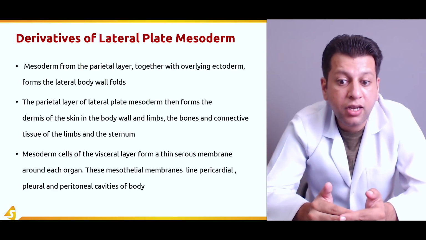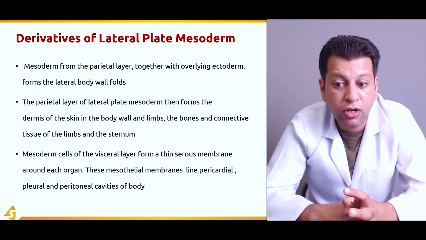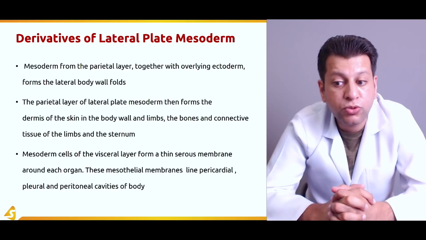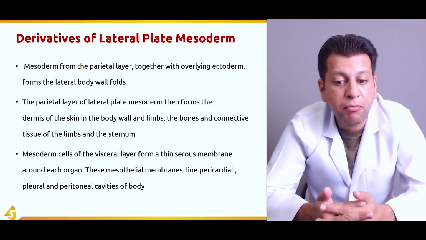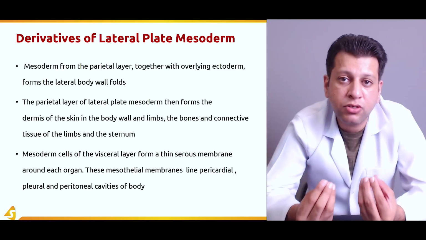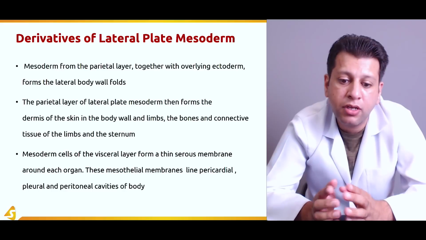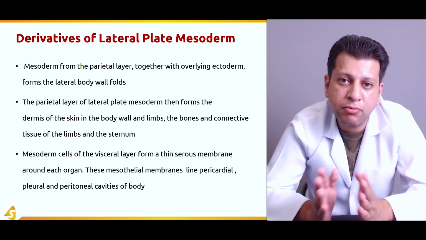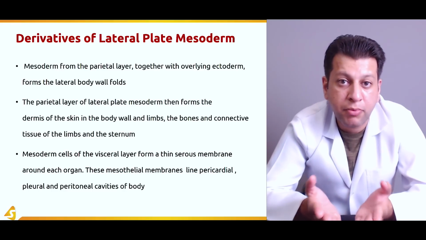The parietal layer of the lateral plate mesoderm then forms the dermis of the skin in the body wall and limbs, the bones and the connective tissue of the limbs and the sternum. While mesodermal cells of the visceral layer form the thin serous membrane. Why? The visceral layer is the one which is surrounding the yolk sac, and the yolk sac is surrounded by the endoderm. When endoderm forms the endothelium of the gut and everything, they surround this to form the peritoneum.